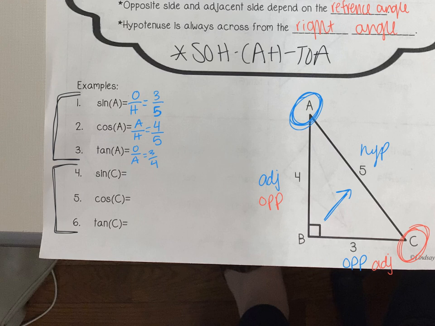So sine is still opposite over hypotenuse, but what's the opposite this time? 4. 4 over 5. So just everything flips. The adjacent is now on top. So cosine is 3 over 5, and tangent is opposite over adjacent, which is 4 over 3. Very good.